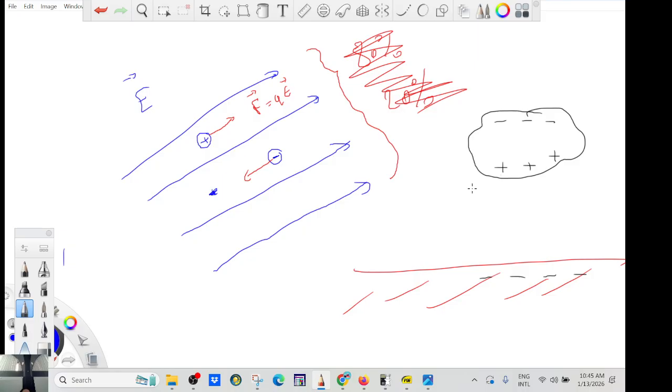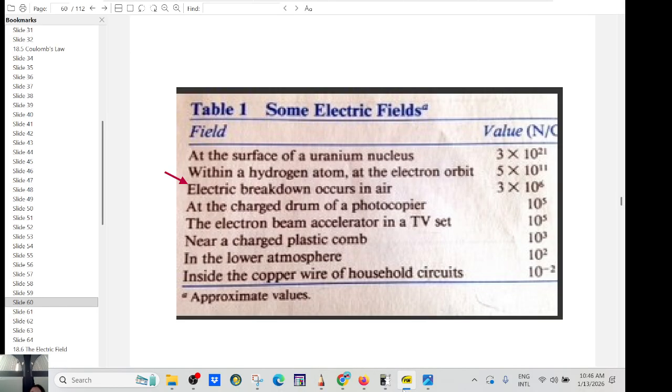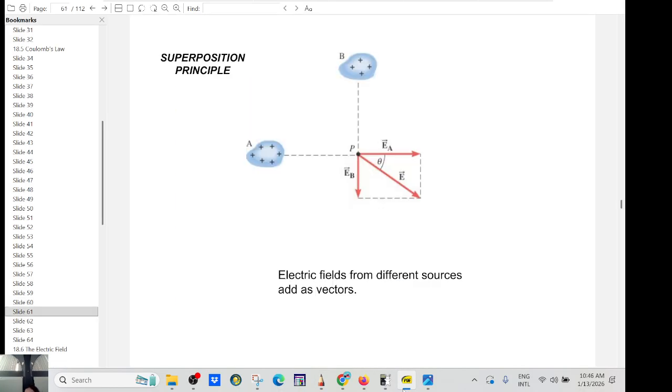Positive, good vibe, right? From plus to minus. And if it goes over 3 million Newton per Coulomb, zing, you have lightning. Discharge. It's called discharge. Corona discharge also happens in hot lines.